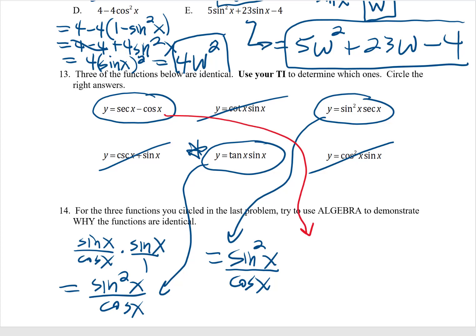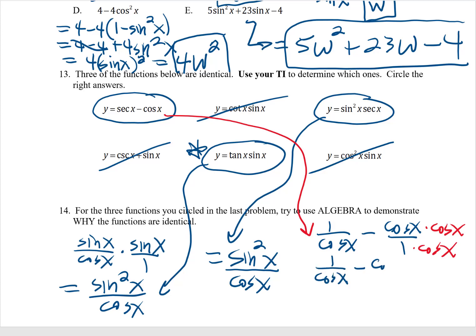Let's try switching to cosine. So secant x is 1 over cosine x. And then I have minus cosine x. I'm going to write it cosine x over 1. Let me try to subtract these. I'm going to need a common denominator. It would obviously be cosine x. So I'll put cosine x and cosine x. That turns this into 1 over cosine x minus cosine squared x over cosine x.